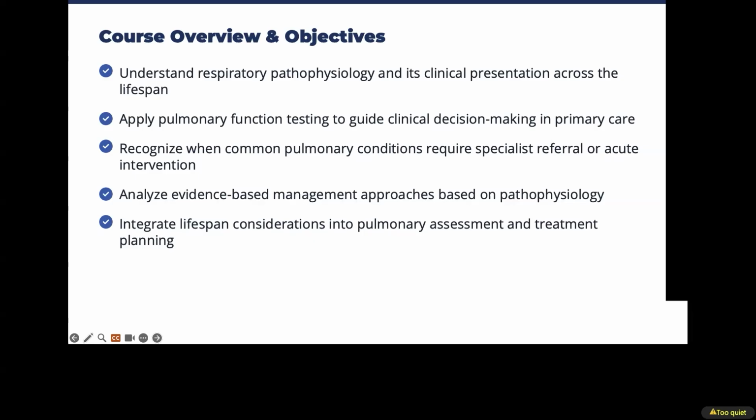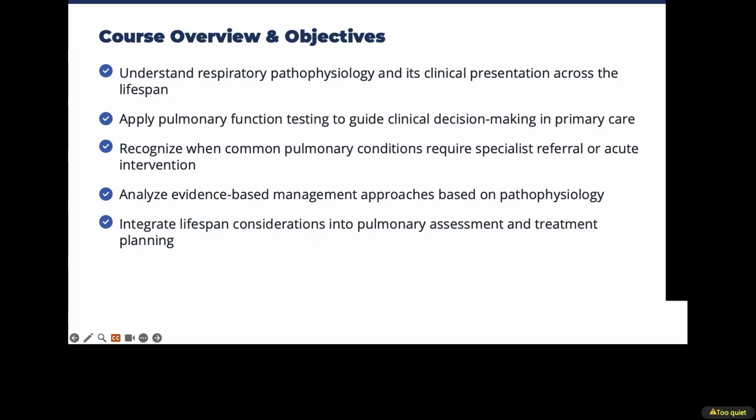We're also going to recognize when common pulmonary conditions require a specialist referral or acute care intervention. You need to ask yourself, what threshold demands this escalation? And when does shortness of breath demand expertise of like a pulmonologist, or when do you need to go to the ER? This is not going to be as clinically focused, but you will see what the numbers look like, and you'll have an idea of which way we're heading.